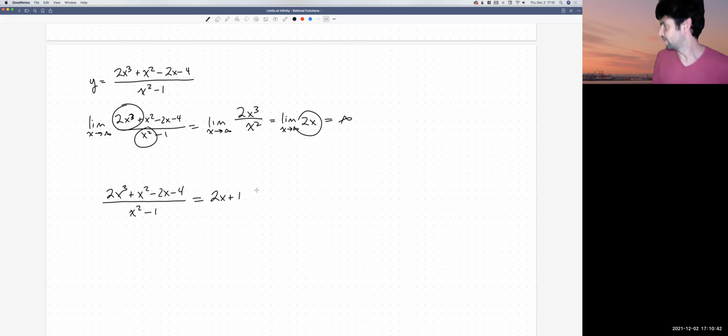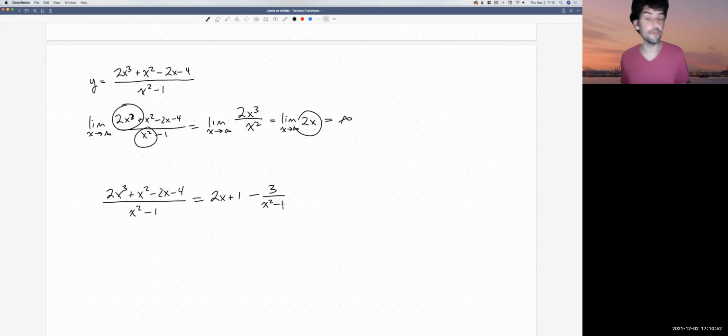I forget the names of everything. But then you end up with a remainder, which is -3. So you can write this as -3 over x squared minus 1. This is the same function, okay? Just written a different way. You can go ahead and get common denominators if you want to put it back together and see that they're equal.